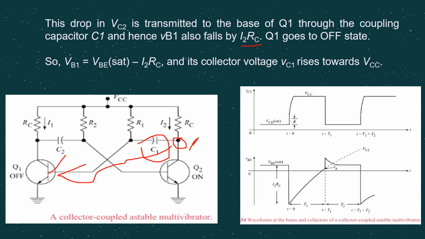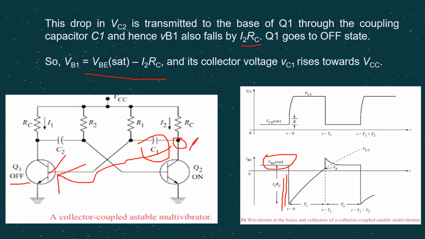Then Q1 goes to off state. The base potential of transistor Q1 decreases by how much? Initially it is at VBE SAT. Now it decreases by I2 RC. Hence VB1 is equivalent to VBE SAT minus I2 RC, and its collector voltage VC1 rises.